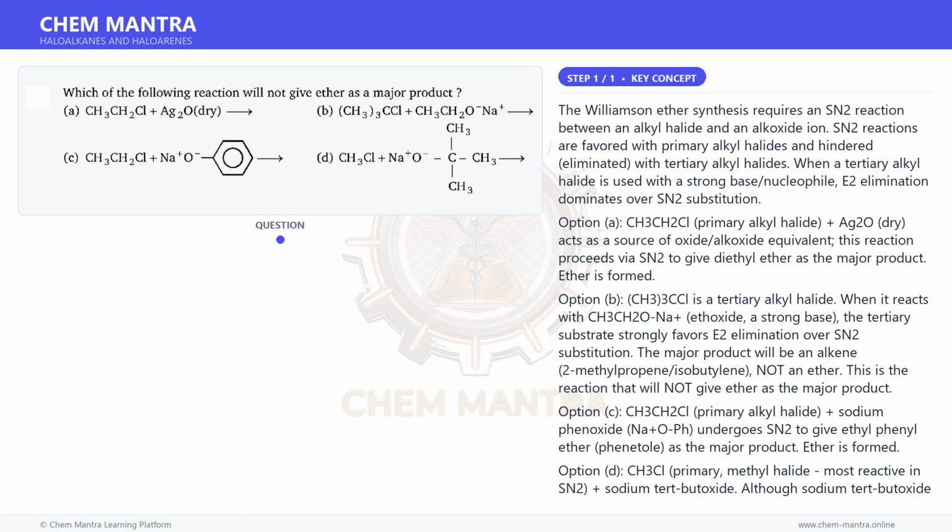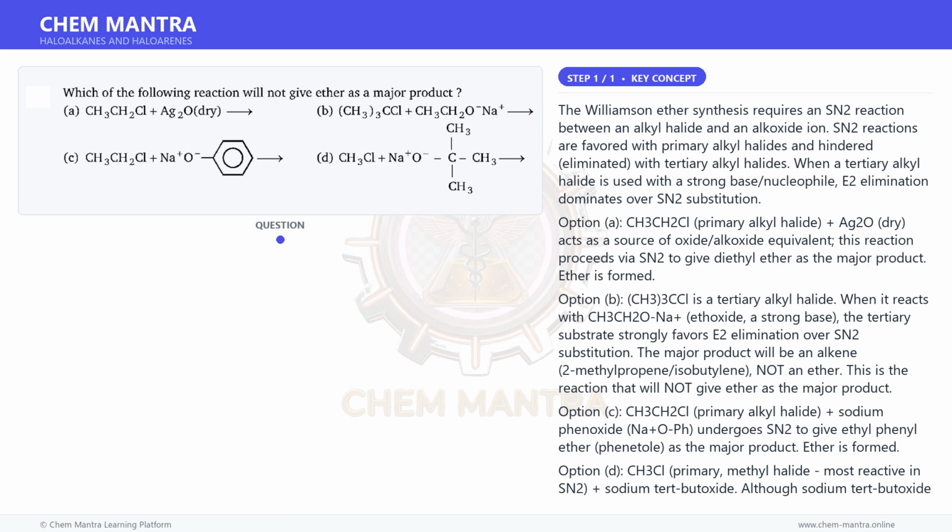SN2 reactions are favored with primary alkyl halides and hindered, eliminated, with tertiary alkyl halides. When a tertiary alkyl halide is used with a strong base nucleophile, E2 elimination dominates over SN2 substitution.